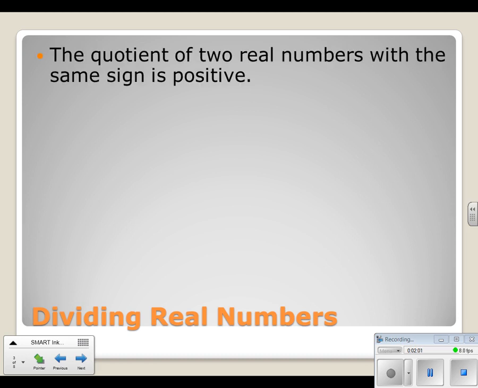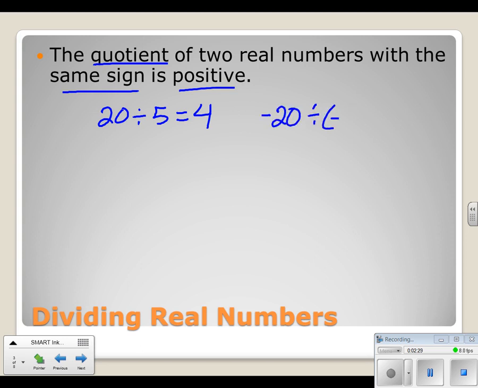Dividing real numbers. The quotient of two real numbers with the same sign is positive. So similar to the previous slide, a quotient with the same sign is positive as well. So if I was doing 20 divided by 5, I'm going to have 4. And the reason why these rules essentially work the same for dividing is because dividing is the opposite of multiplication. And so if I was doing -20 divided by -5, I'm also going to get that positive 4. So when they're the same, we have that positive quotient.